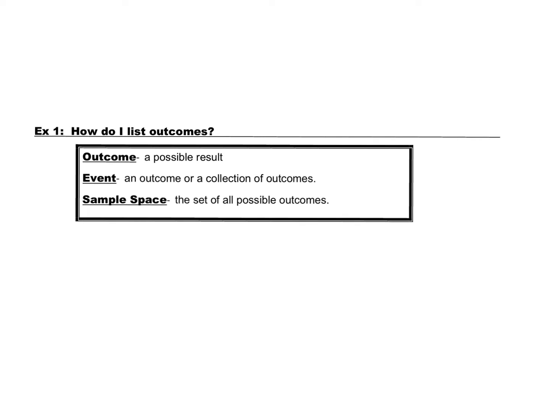In this lesson, we're going to learn about probability and odds. Example 1, how do I list outcomes? First of all, an outcome is a possible result. An event is defined as an outcome or a collection of outcomes, and a sample space is defined as the set of all possible outcomes.